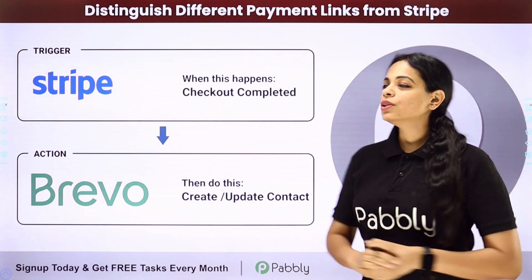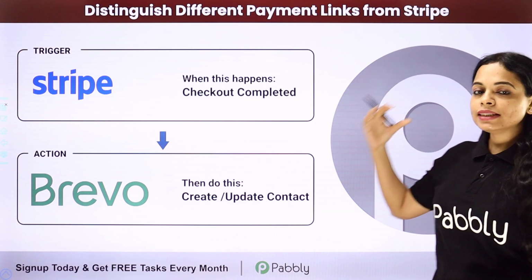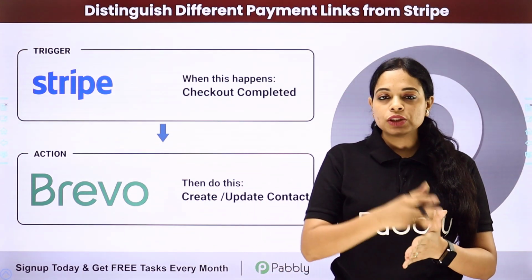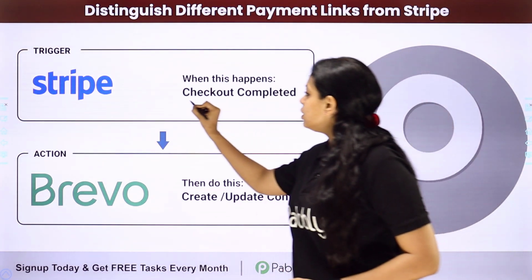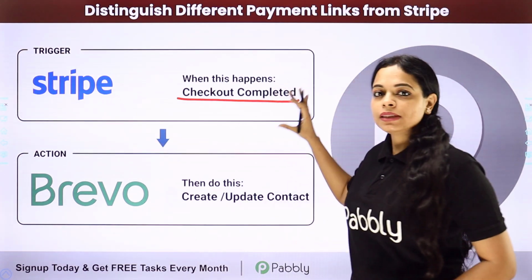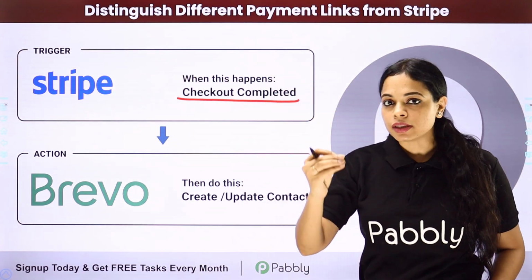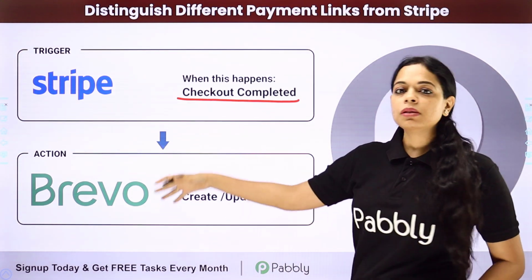In this video, we are going to see how to distinguish different payment links from Stripe. Let's say that I have different products on Stripe and I want to distinguish between the payment links. Here we have taken an example that every time a checkout is completed on Stripe, which means the payment has been made for the particular product, I now want to create a contact in my email marketing platform.